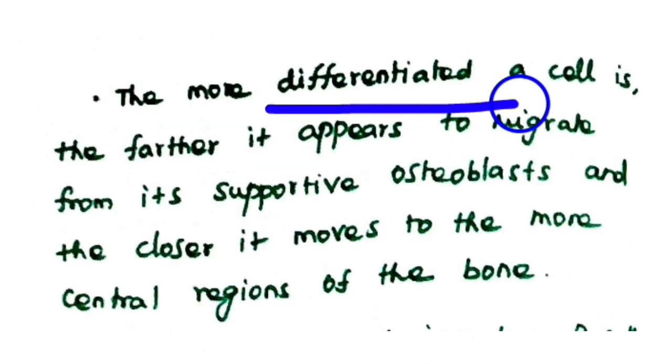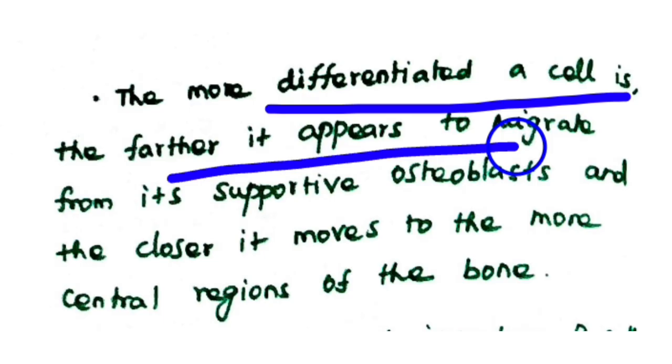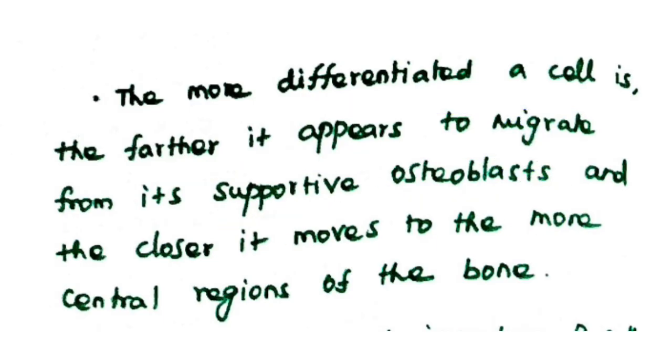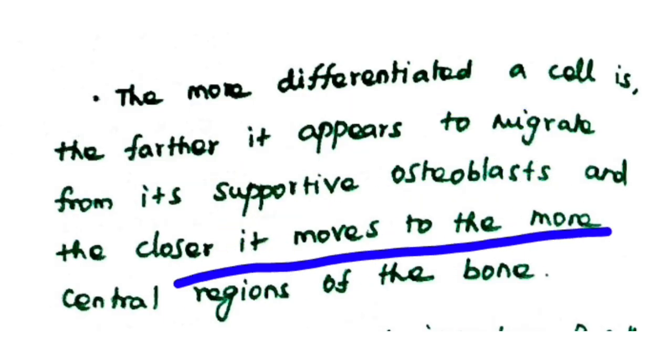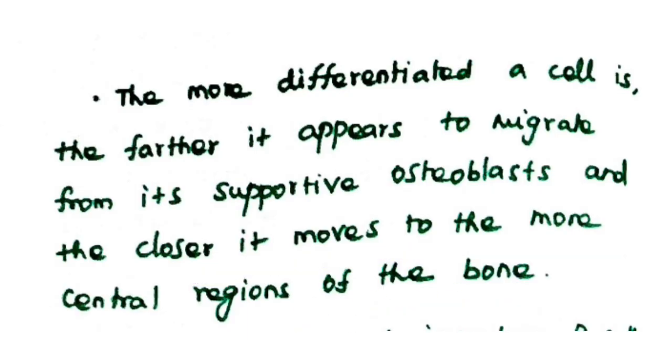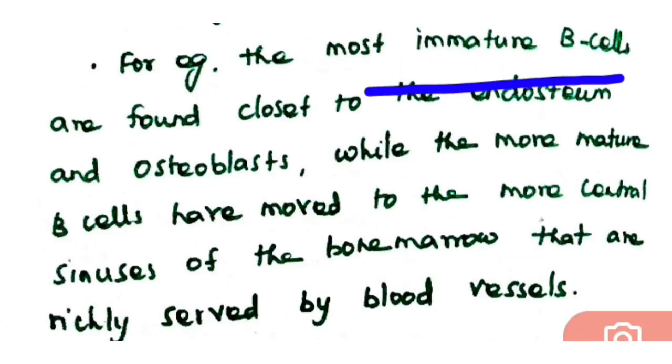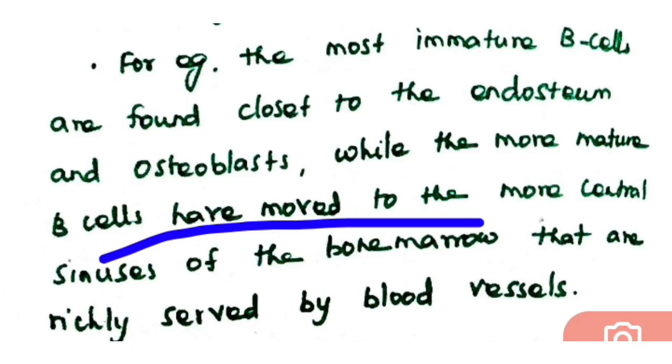So the more differentiated a cell is, the farther it appears to migrate from its supportive osteoblast, and it moves to the central regions of the bone. For example, the most immature B cells are found closer to the endosteum and osteoblast, while more mature B cells have moved to the more central sinuses of the bone marrow, which are richly served by blood vessels. So more mature cells are near the blood vessels, and immature cells are closest to the endosteum and osteoblast.